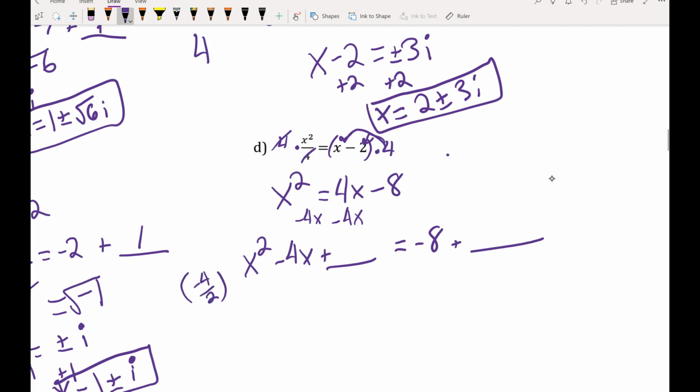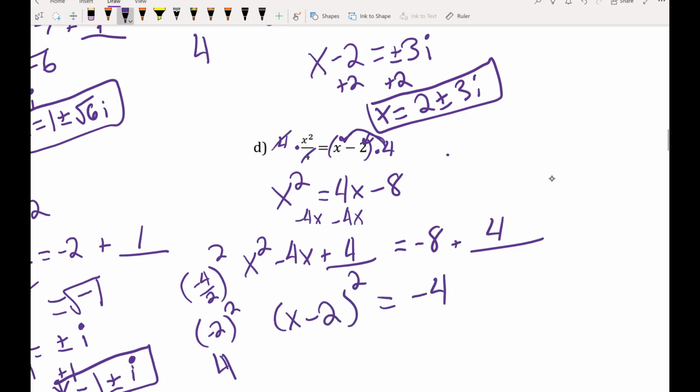Half of negative 4 is negative 2, and negative 2 squared is positive 4. So I can add 4 to this side, add 4 to this side. This factors into x minus 2 squared equals negative 4. And again, I'm liking that negative 4 because I know it's a perfect square.